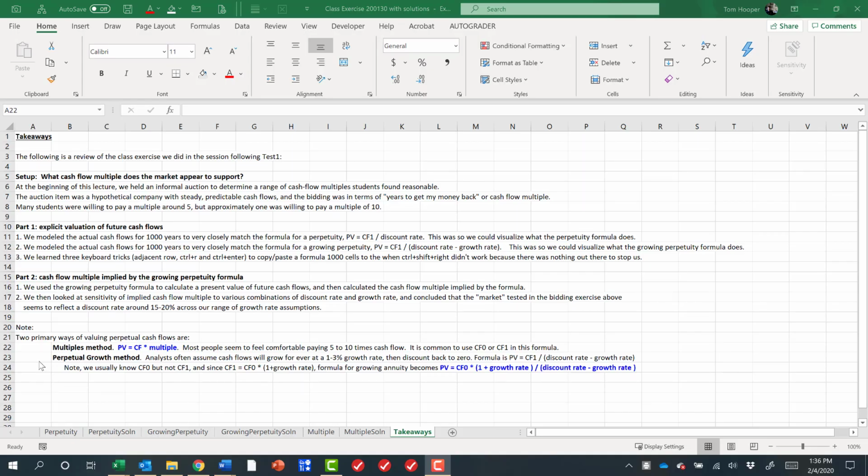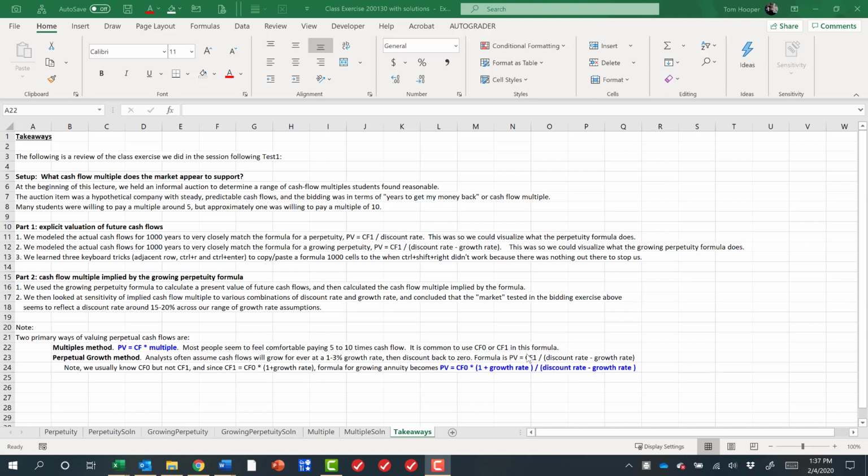We did all of this so we could get used to what the multiples method really means in terms of predicting future value of cash flows, and what the perpetual growth method really means for doing the same. Now in this file, we use the perpetual growth method as it's shown in most books. The present value is equal to the following cash flow divided by the discount rate minus the growth rate.